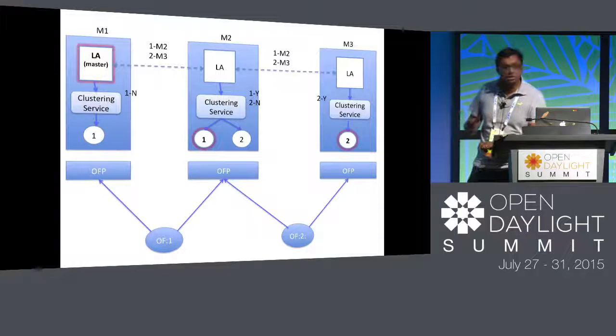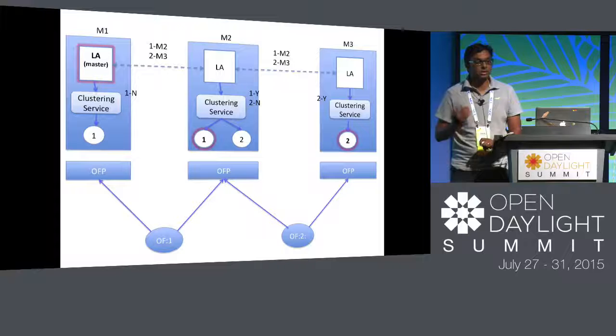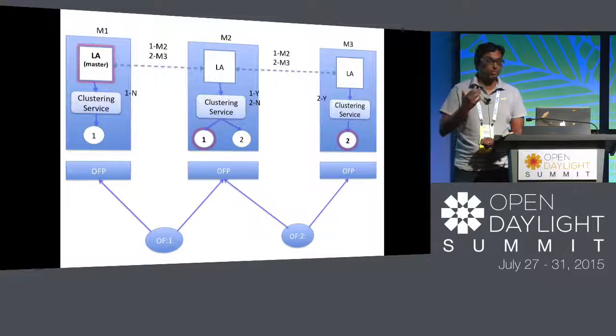Second is what the master role achieves, and what the slave does. With the master role, you can make both reads and writes to the switch, whereas with the slaves, you can just get the reads. That's what it is as per the OpenFlow protocol.